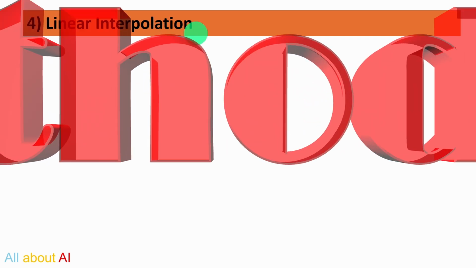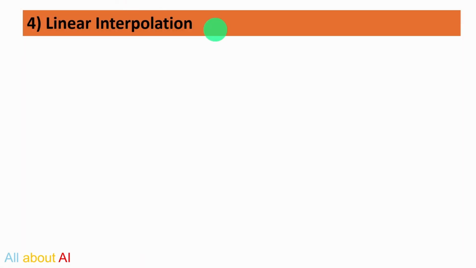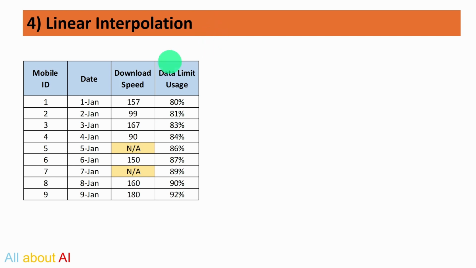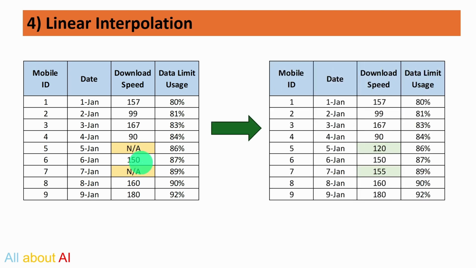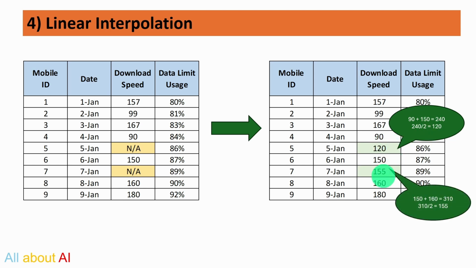Linear interpolation. Again, this is usually used in time series data. So let's explain using the same example of mobile speed data. So here there are two missing values. How it is calculated is this value is a linear interpolation between this fourth and sixth record. So we calculate using the mean and impute this value since it's a linear interpolation. Similarly, for this one, it's coming from 150 plus 160, which is 310, divided by 2, 155, which is like a midpoint, a linear replacement.